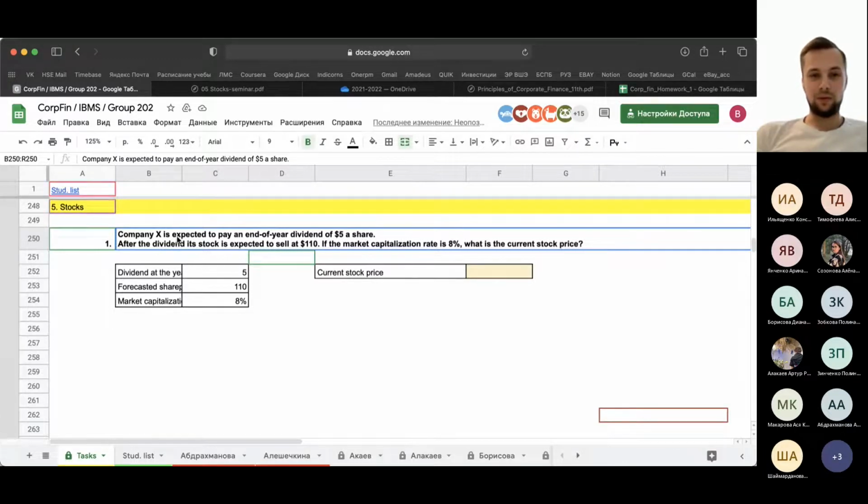We have some company X, and we expect that the company will pay a dividend at the end of the year of $5 per share. And after this dividend is paid, you expect to sell the stock of this company at a price of 110. The market capitalization rate is 8%, or the discount rate, or the interest rate of the alternative investment opportunity with the same risk. So it's 8%. Please find the current stock price. Let's have a minute to do it, and then please raise a hand in Teams. I see that somebody has raised a hand already. Let's wait for a minute.